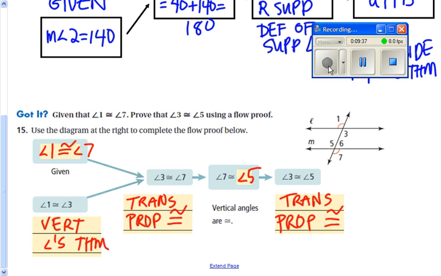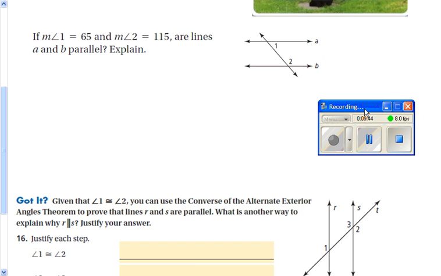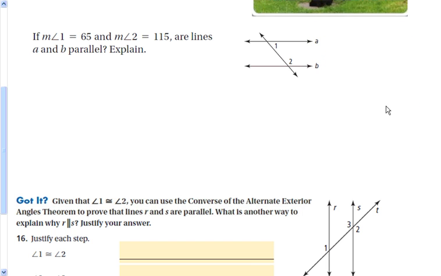Here are the answers to these questions. All right, problem 3. If the measure of angle 1 is 65 and the measure of angle 2 is 115, are the lines A and B parallel? Explain.